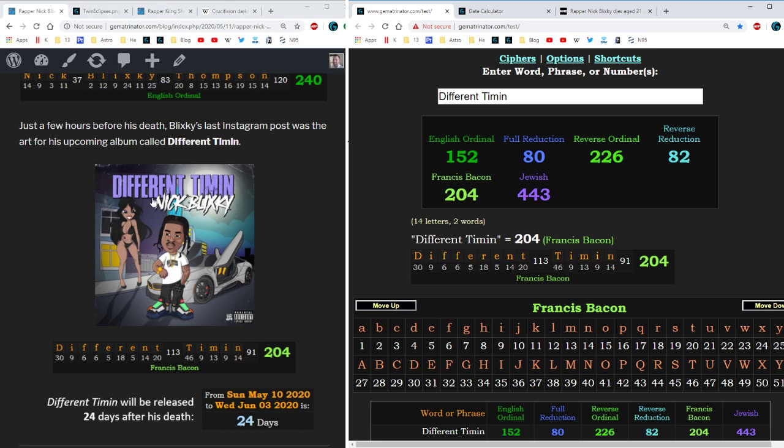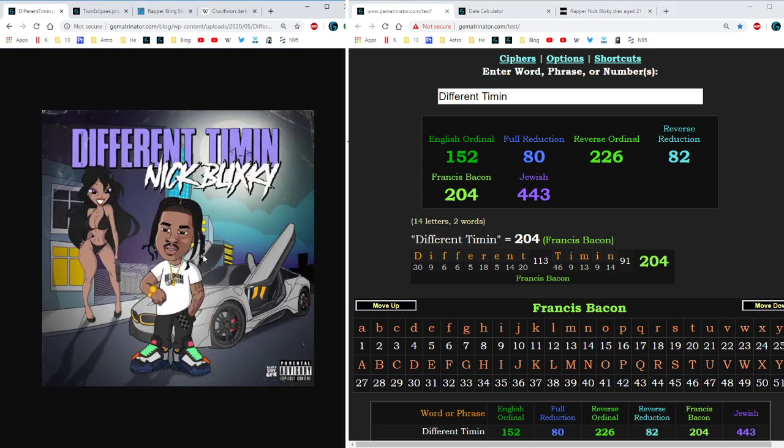The reason this is significant is because this was Nick Blixky's final Instagram post prior to his death just a few hours later. And he was announcing that this would be released on June 3rd, and then he was killed right away. And there's some interesting symbolism on this photo. Of course, this woman here holding a gun, this man being shot dead just hours later. Also notice the black and white checkerboard patch on his pants. This is a Masonic symbol.